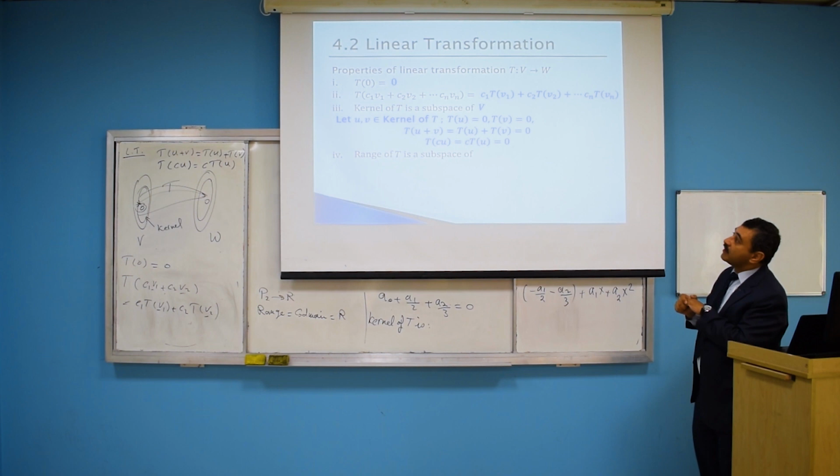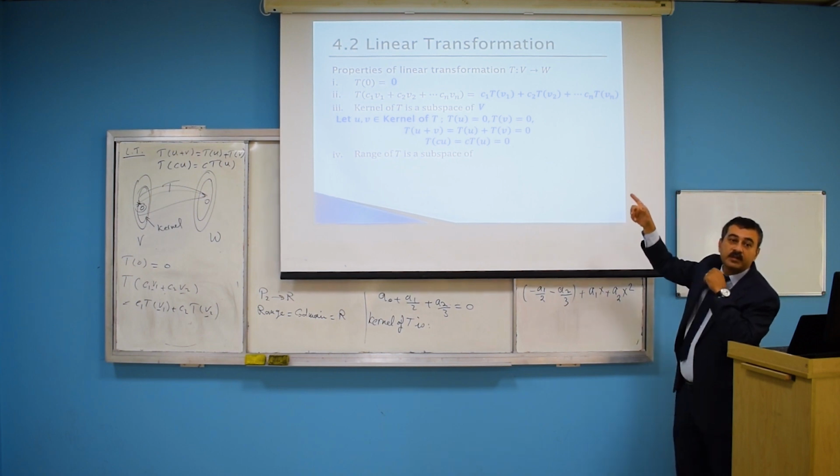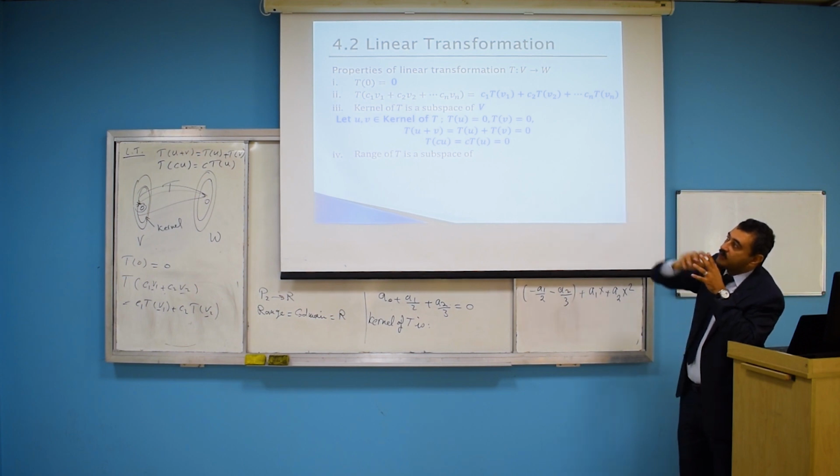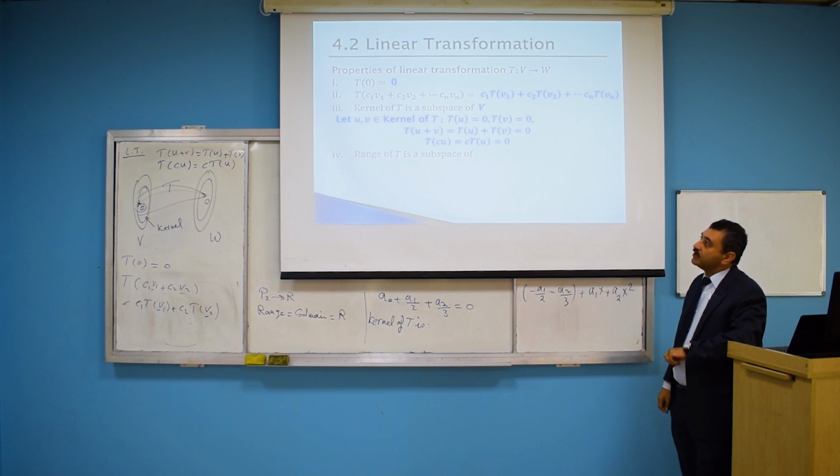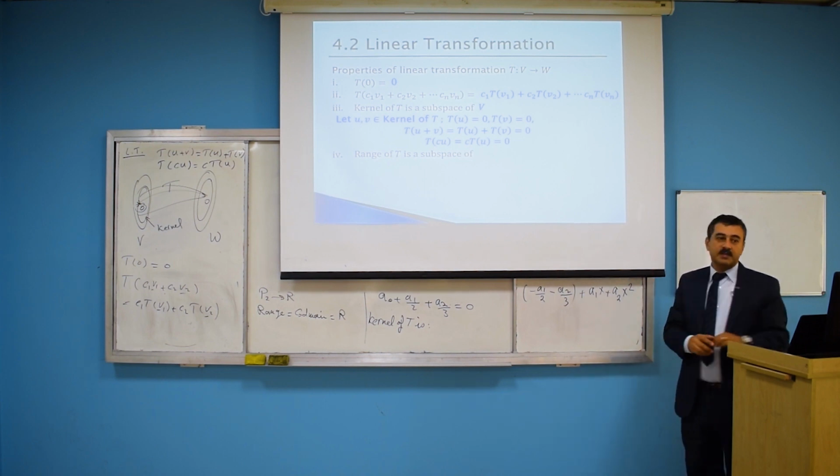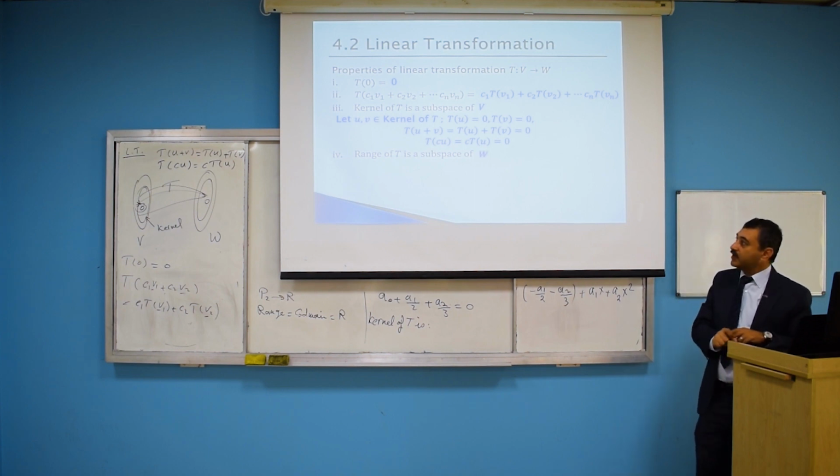We know again that 0 belongs to the range, because the transformation of 0 equals 0, so 0 is one of the vectors in the range. You can also prove the two conditions for the subspace. Let's have a look quickly at the first property.